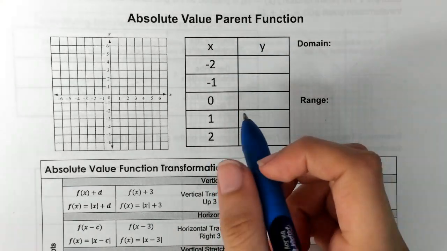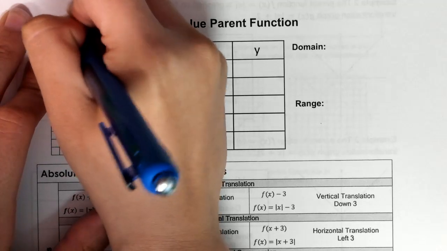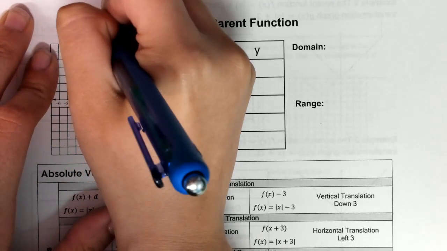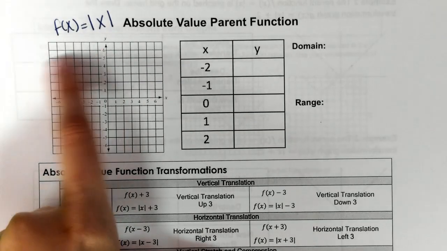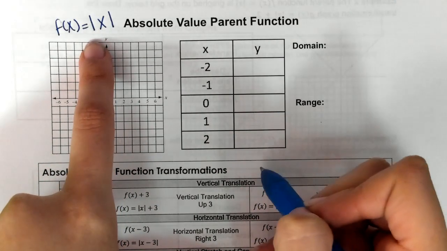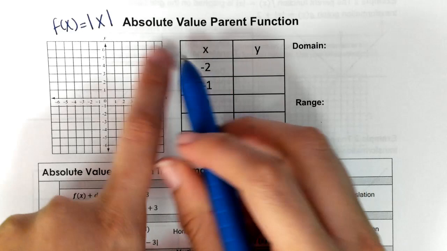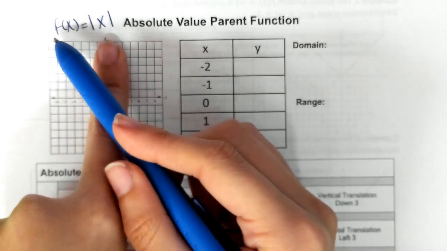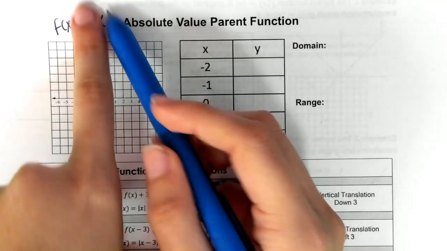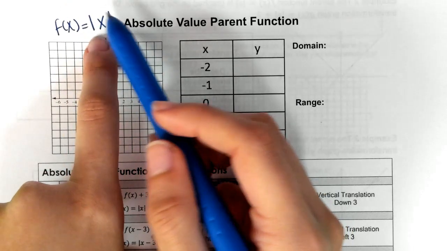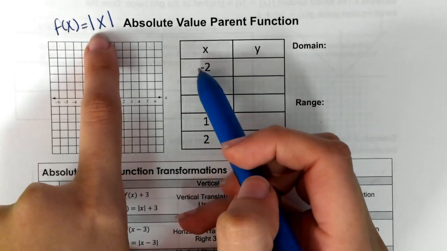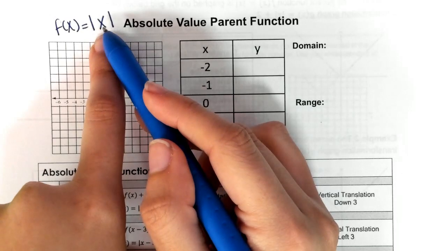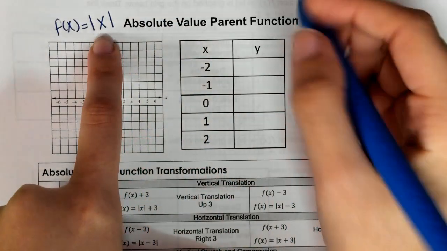So first off, for my absolute value parent function, I have an equation of f(x) equals the absolute value of x. So that's my general equation. To get my y values, I'm going to plug in my x value to see what my output is. Now remember, absolute value bars do something special. Anything inside my absolute value bars will become positive. So if I plug in a negative 2 into my absolute value bars, I get an output of a positive 2.